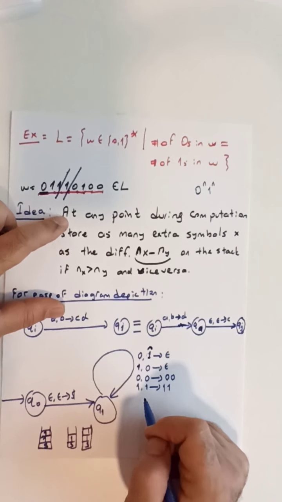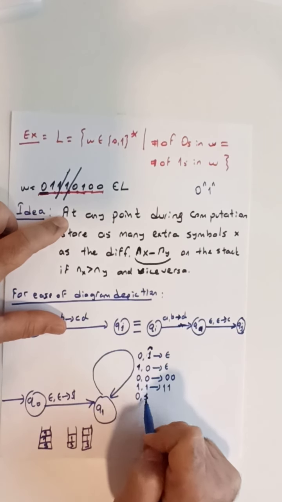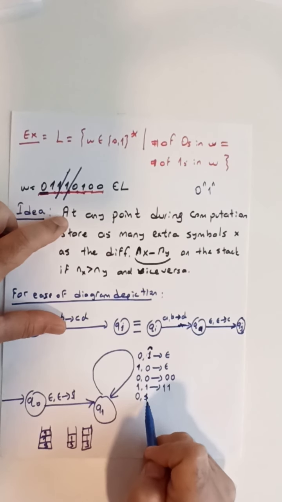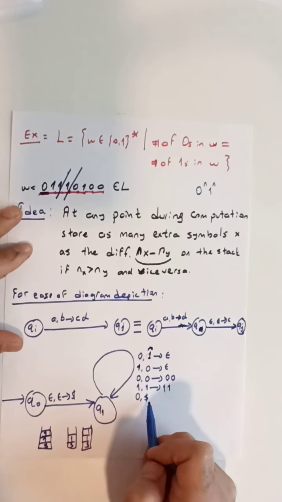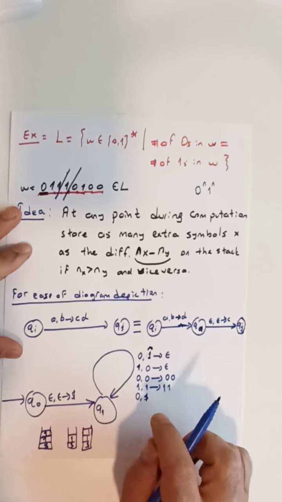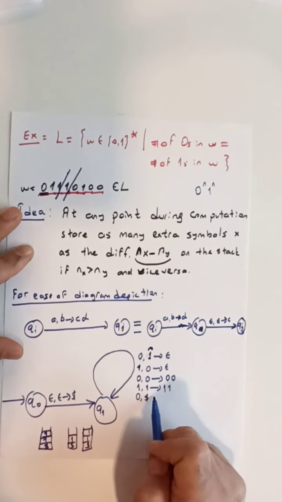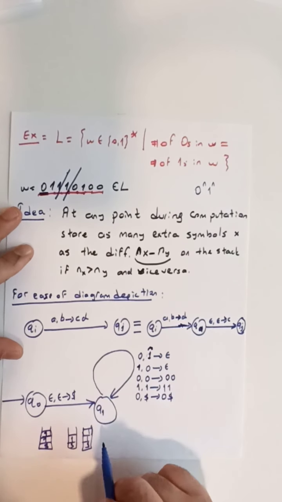Other cases may arise as well. It could be the case that we read a 0 from the input and we have a dollar on the stack. What is the meaning of this configuration? It means that up until now, upon processing the part of the string up to this point, the number of zeros and the number of ones is equal, and yet we see another 0. After processing this symbol 0, now we know that the number of zeros is 1 more, so in the stack we should keep 1 extra 0. To do this, we push 0 and dollar.